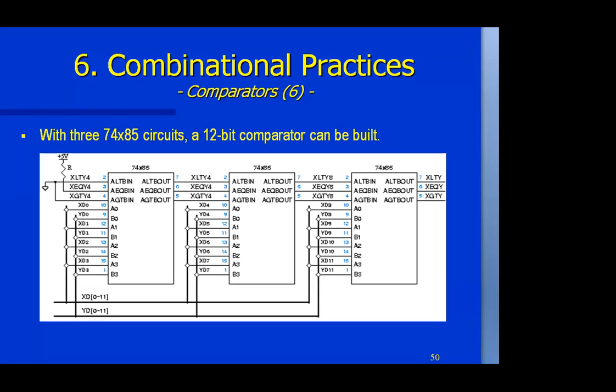See how I define it. We are going to compare the 12-bit numbers x and y. The size of x is 0 to 11, and the size of y is 0 to 11. This is the first 4-bit comparator, this is the second 4-bit comparator, and this is the third 4-bit comparator, and these are the final outputs.